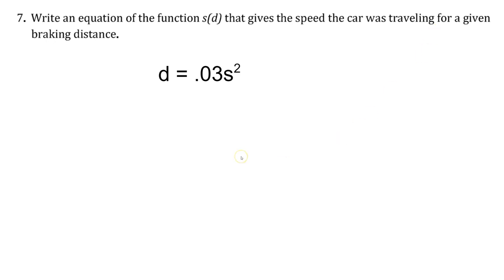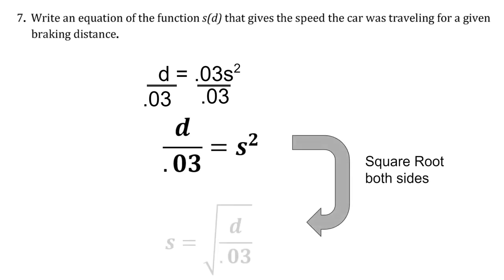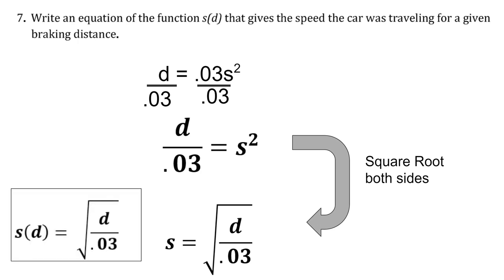Skipping ahead to question 7, it asks us to use that kind of thinking and go ahead and solve this equation for S so that we get a new function that tells us the speed the car was traveling for any braking distance, so an S of D function. In order to do that, again, I'll first divide both sides by 0.03, leaving us with D over 0.03 equals S squared, and then we'll square root both sides of the equation, leaving us with S equals the square root of D divided by 0.03. And to write it in the form they've asked us, it would look like what you see in the lower left of your screen.